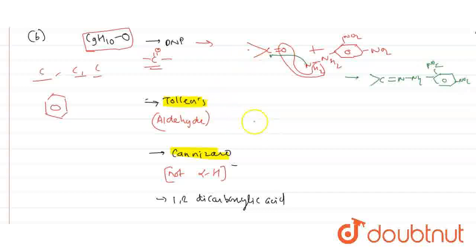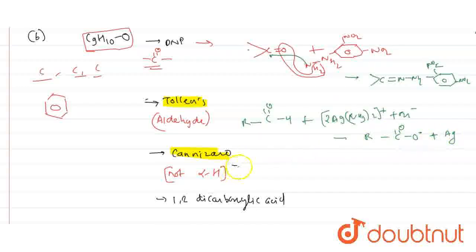In Tollens reagent, what happens? The carbonyl group present should be an aldehyde only. It will get oxidized to form an acid with the Ag(NH3)2 complex in basic medium. So it will oxidize this group into C double bond O negative and form Ag.